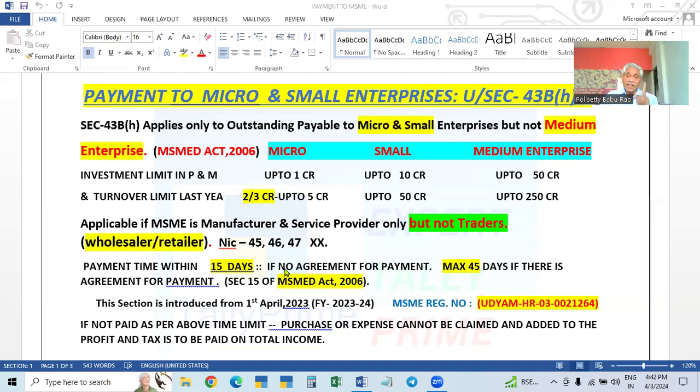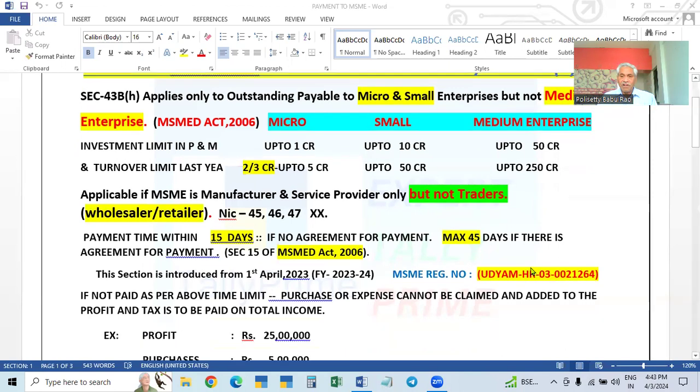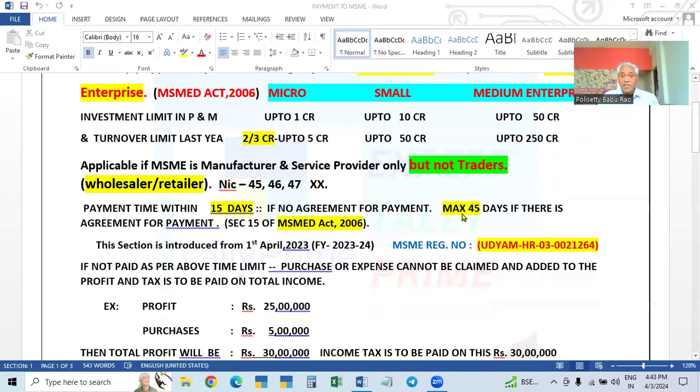If there is a written agreement, on paper or stamp paper, it is taken as a written agreement. Also, sometimes the suppliers mention terms and conditions at the bottom of the invoice. If the period for payment, that is, the time within which the payment is to be made, is mentioned in the invoice also, it is taken as an agreement. So if there is a written agreement, or it is mentioned in the invoice, in such a case the maximum time is 45 days.